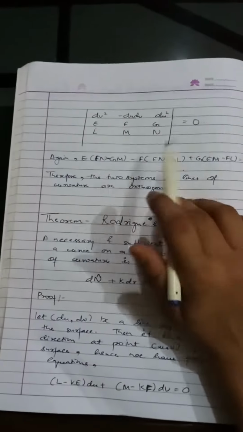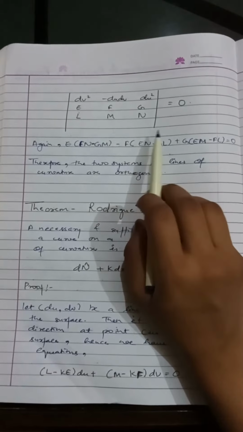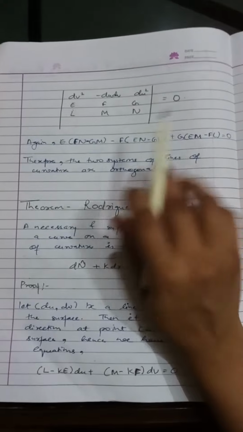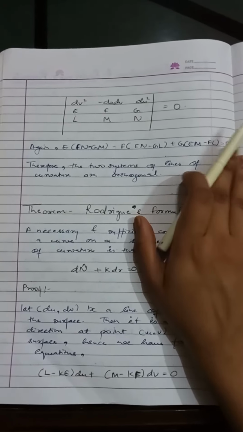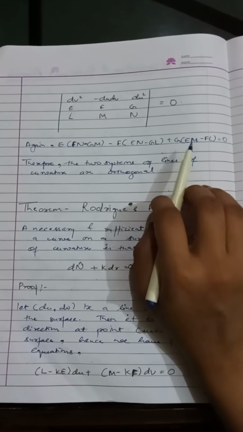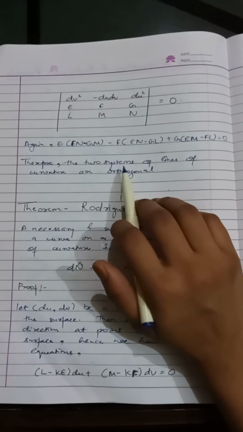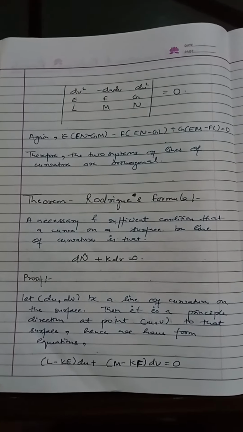This equation can be written in the following form, as a determinant: dv square, minus du dv, du square, E F G, L M N, is equal to 0. Again, (FN minus GM) minus F (EN minus GL) plus G (EM minus FL) equals 0. Therefore, the two systems of lines of curvature are orthogonal.